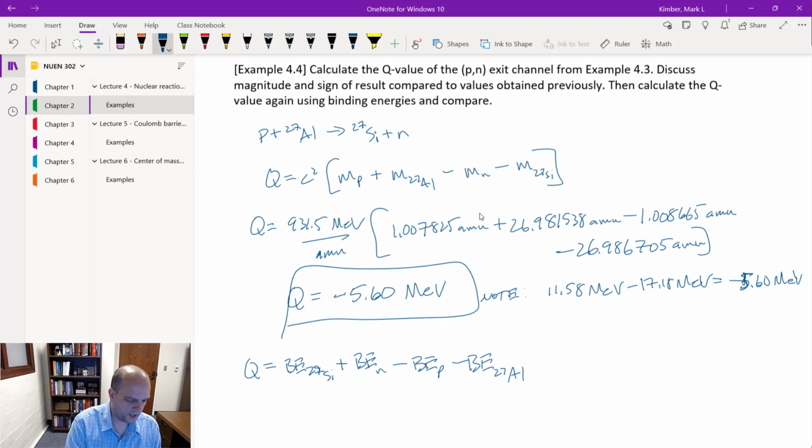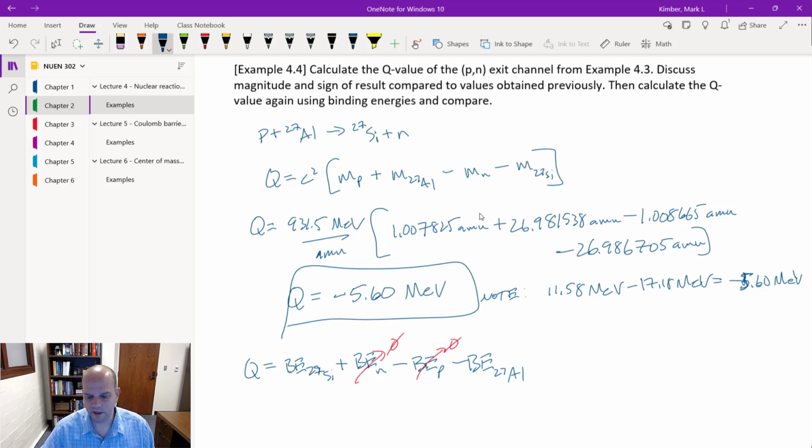So we can get rid of these two. The binding energy of a neutron and the binding energy of a proton are both 0. Binding energy by definition was how much energy does it take to hold these protons and neutrons together compared to having them all split up. And so if they're already split up, we don't have any binding energy to worry about. So let's go look up the binding energy.